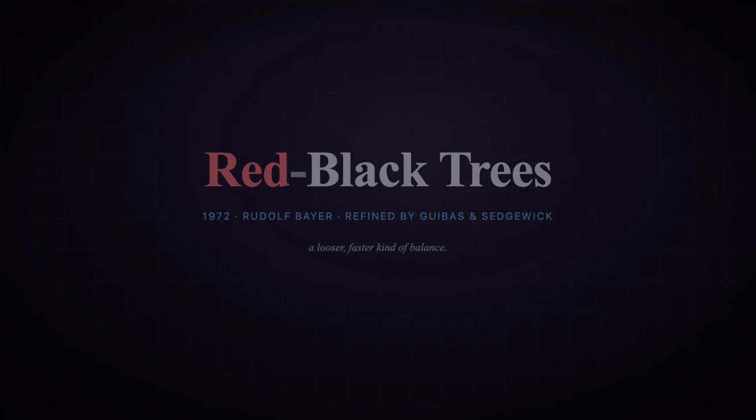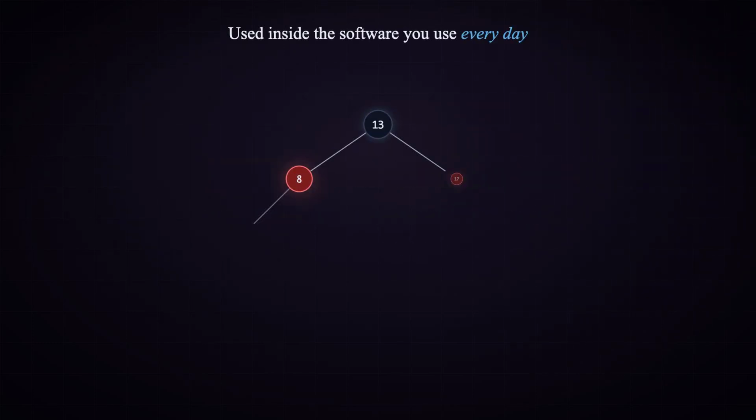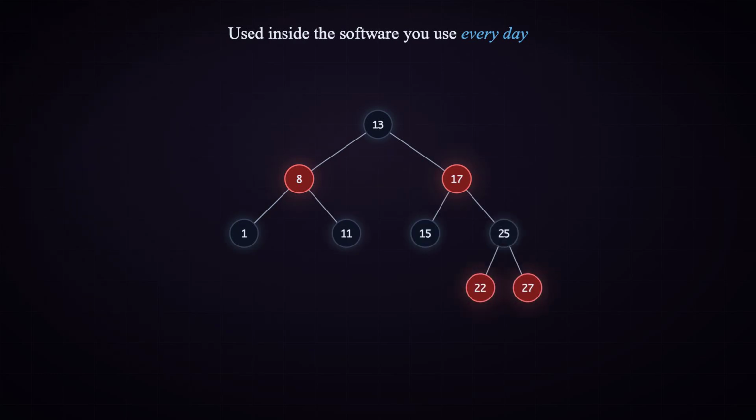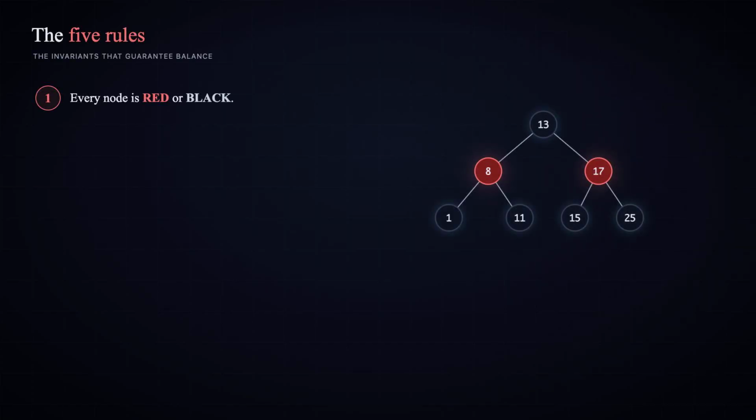Enter the red-black tree, used inside Java's TreeMap, C++ STD map, and the Linux kernel itself. Red-black trees follow 5 elegant rules. Every node is either red or black. The root is always black. No red node can have a red child.